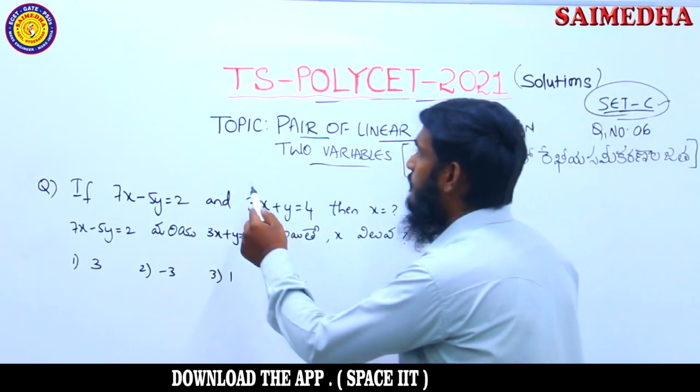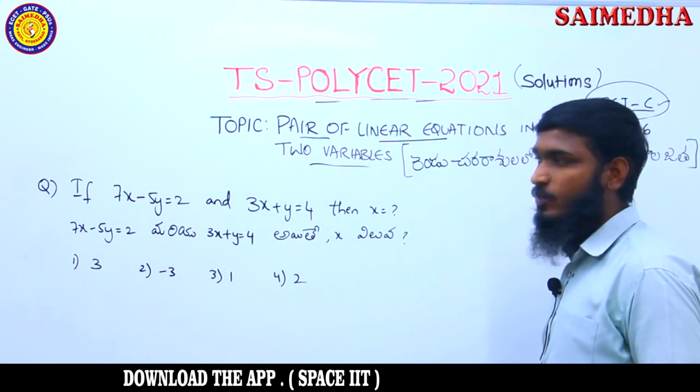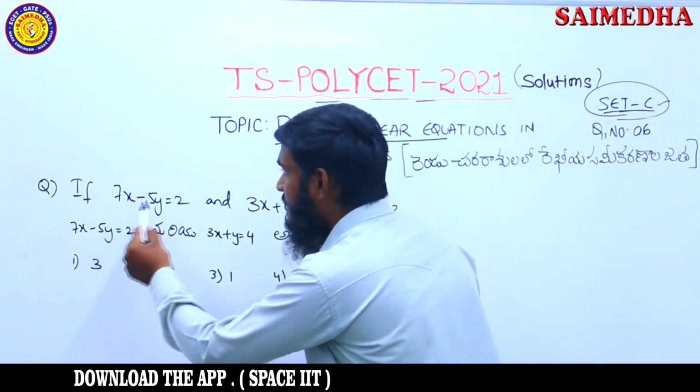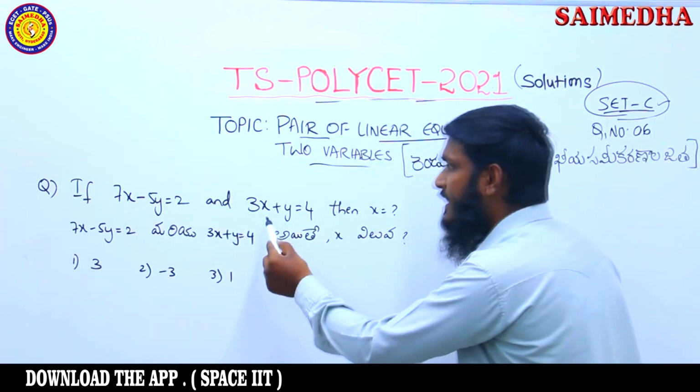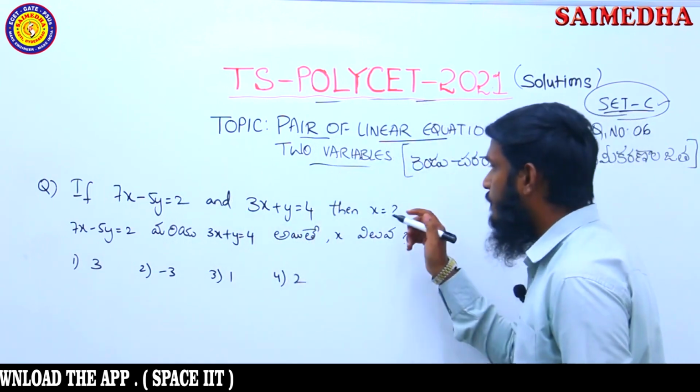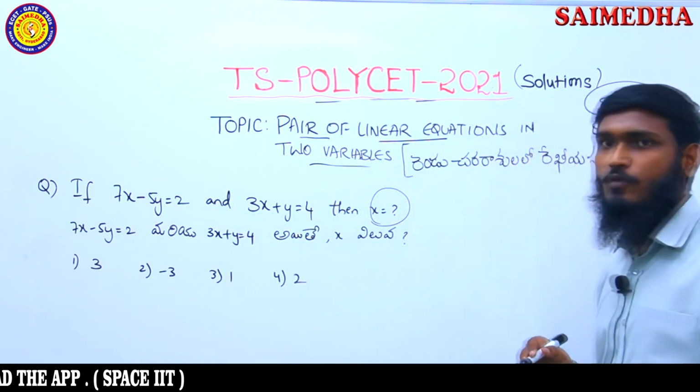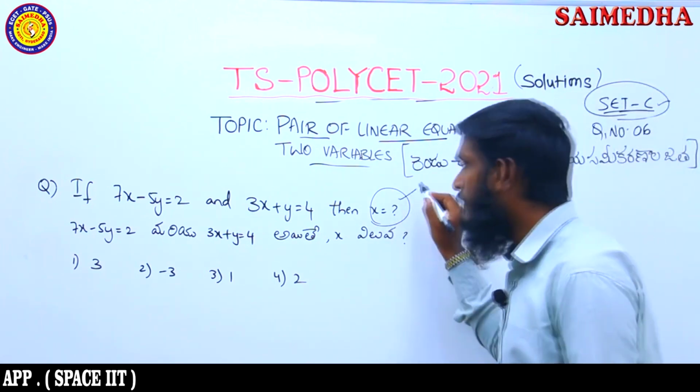Our next question is from the topic pair of linear equations in two variables. What is it? If 7x minus 5y is equal to 2 and 3x plus y is equal to 4, then we have to find the value of x over here. What we have to find? We have to find the value of x.